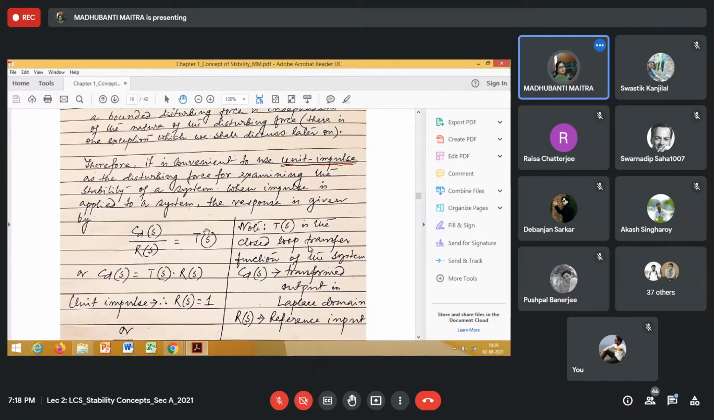So CDS by RS is the closed loop transfer function. Please note, closed loop transfer function. TS is the closed loop transfer function of the system, right? So CDS is TS into RS. Now, since we have assumed RT to be unit impulse, hence the value of RS will be equal to 1.